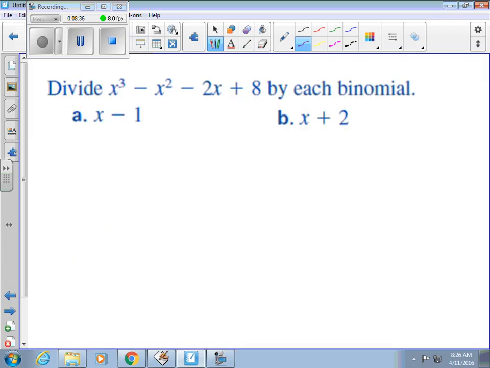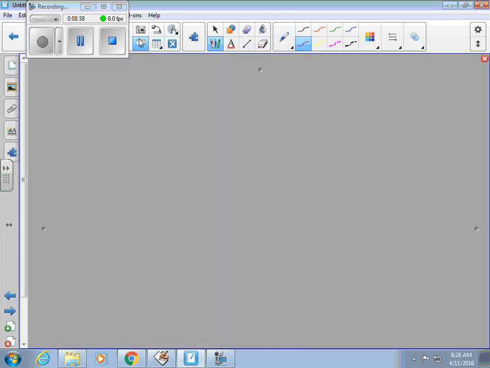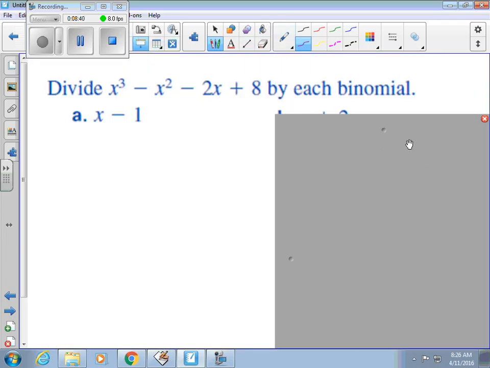On the back, let's look at the second one real quick. On the back, let's divide x cubed minus x squared minus 2x plus 8 by x minus 1. Take about 30 seconds and see if you can get through some of that.